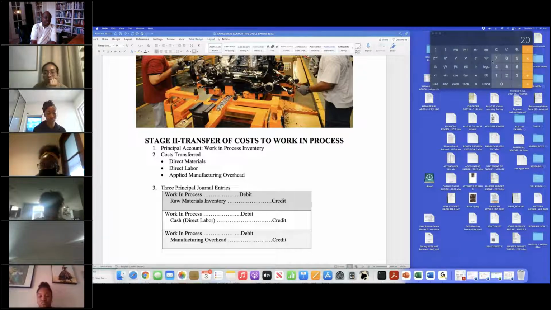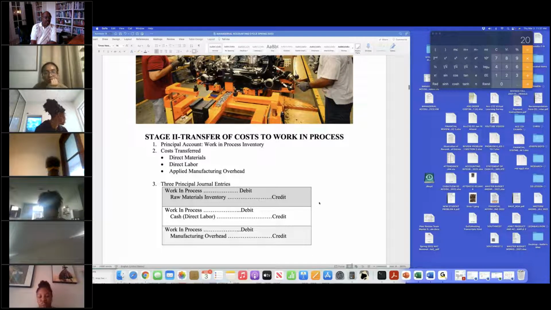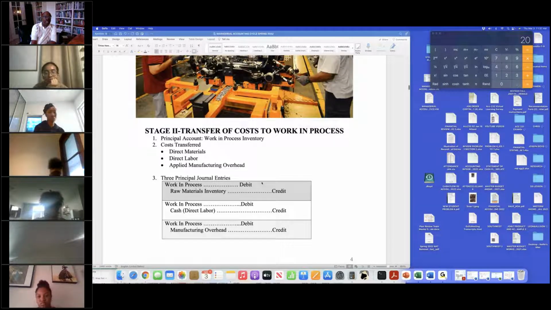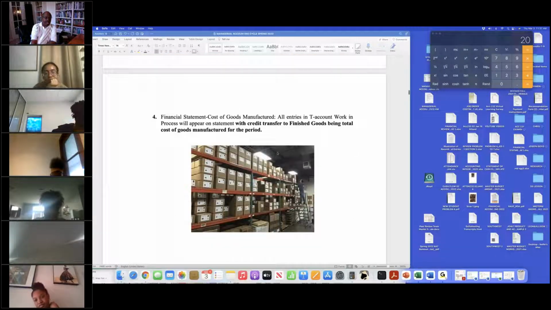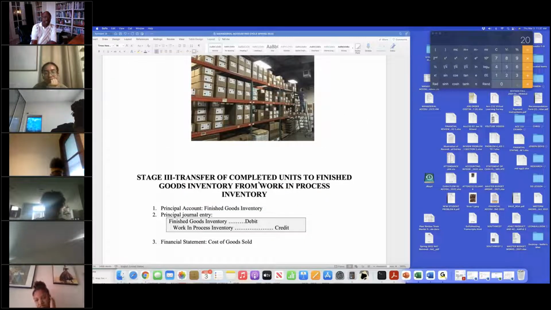Okay, so these are the journal entries. The bottom two, just one each, but however many raw materials you got, that's the number. That's the first one you're gonna have. So in stage 2, we making the product. In stage 3, we got the product finished and we transferring it to finished goods. That's our goal. Our goal is not to buy raw materials and hire workers. Our goal is to make the product. Then we put it in finished goods. So we debit finished goods and credit work in process inventory.